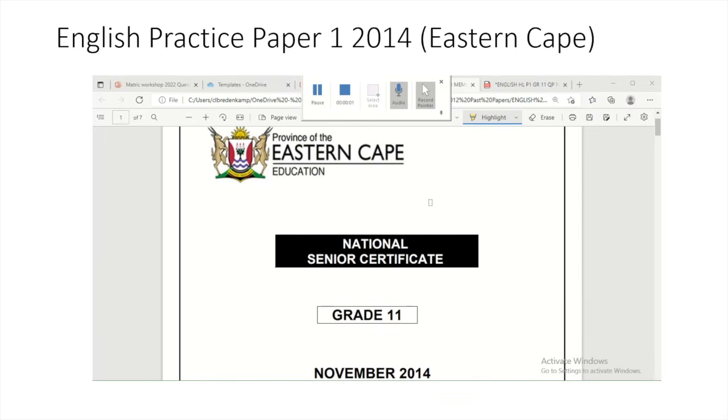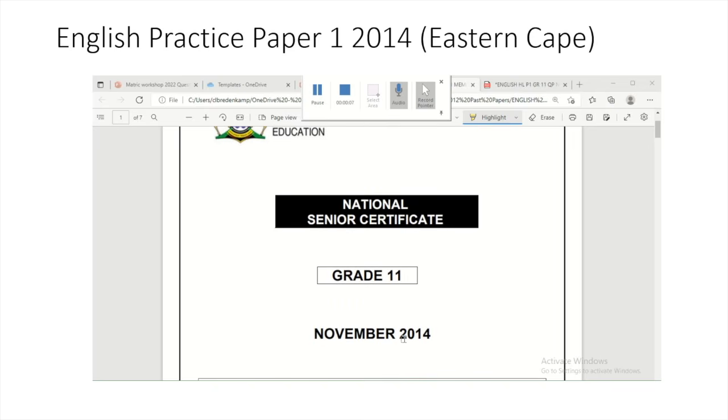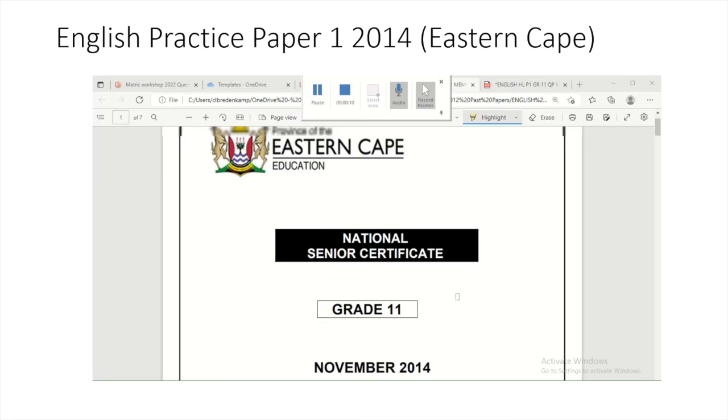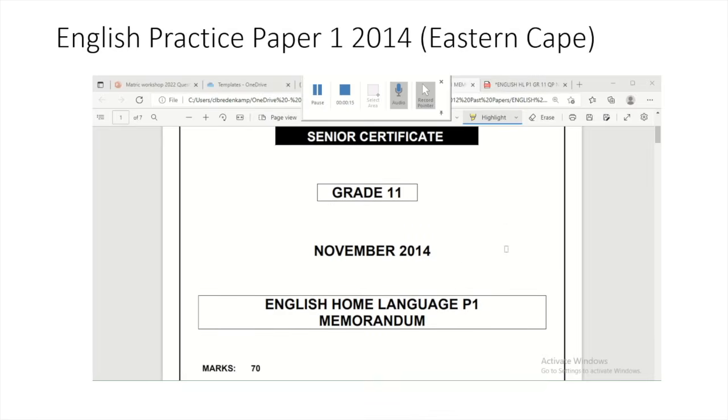Great. Grade 11s, here is an example paper. This is a National Senior Certificate paper for grade 11 for 2014, many years ago now. This was provided by the Province of the Eastern Cape Education. Now what I want to do is show you the memorandum. This is what your markers would get if you were doing a common paper or anything like that.